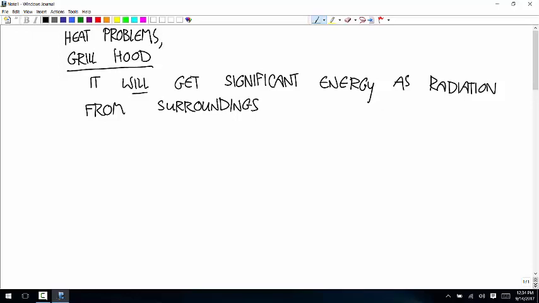And so you have to use that formula that's like Q dot is equal to the emissivity times the constant times the area times the quantity, T body to the fourth minus T surroundings to the fourth. When I did it in class, I just did it as heat being emitted by the hood, but that was wrong.